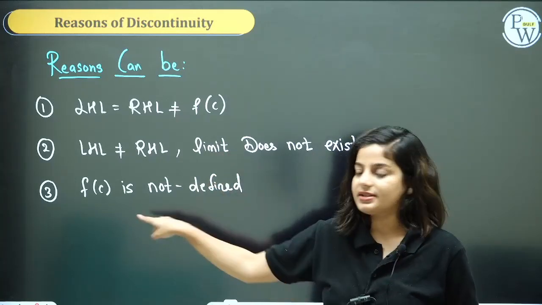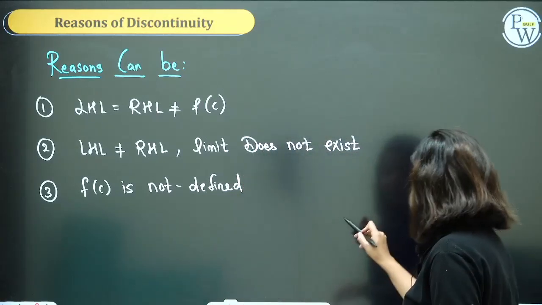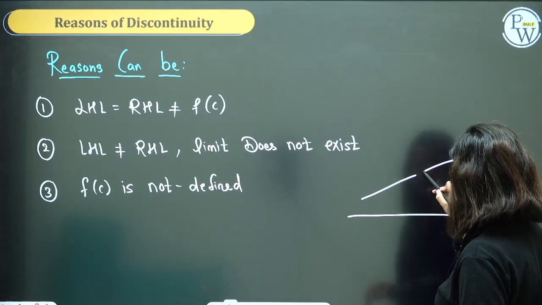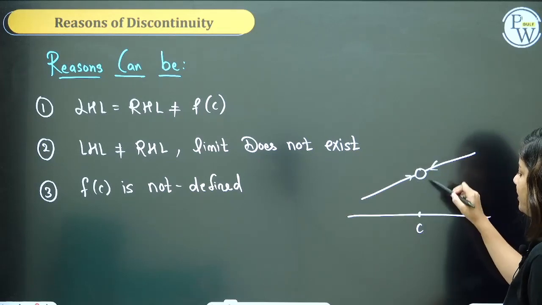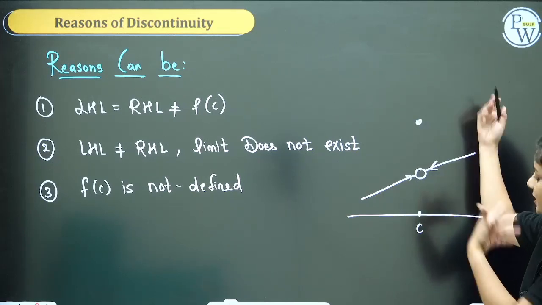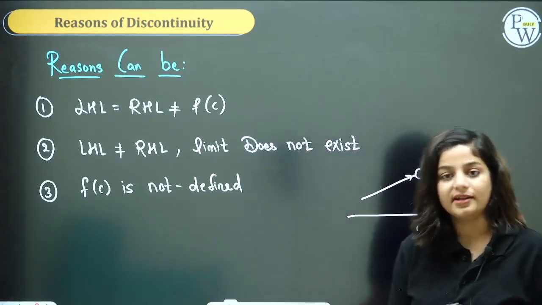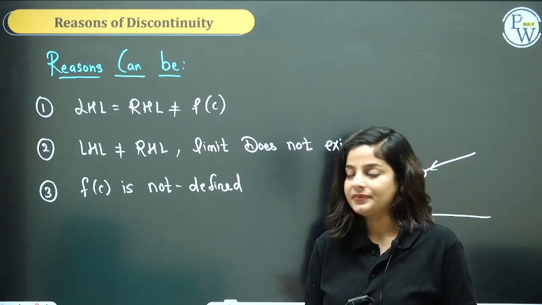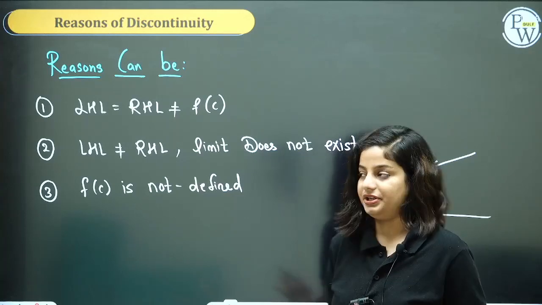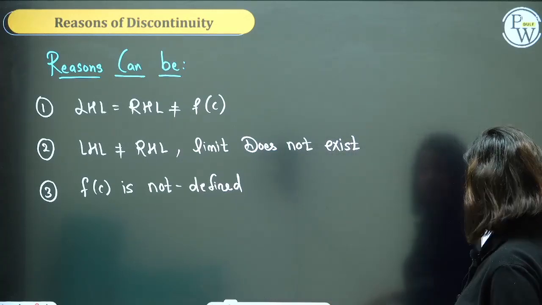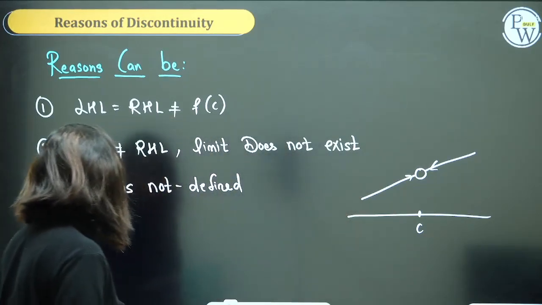And the third reason for discontinuity is when the value of the function at that point does not exist. That means your left and right must be matching. This is point C. Left and right are coming properly at a point. But at C, the value of function does not exist. It is nowhere. f of C is not there. Not defined. These are the three reasons of discontinuity. This again can be your MCQ. Note these theoretical points.